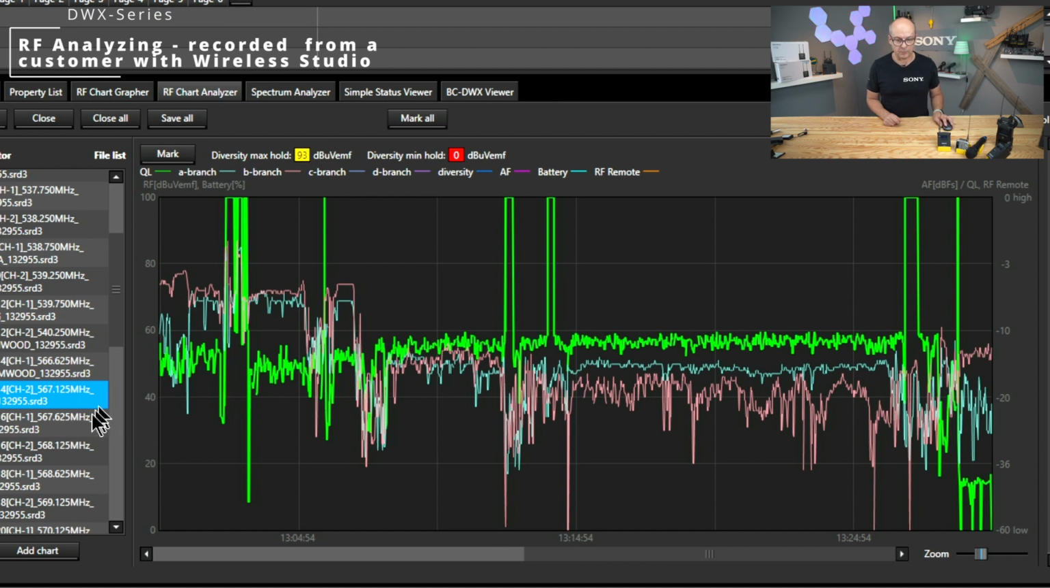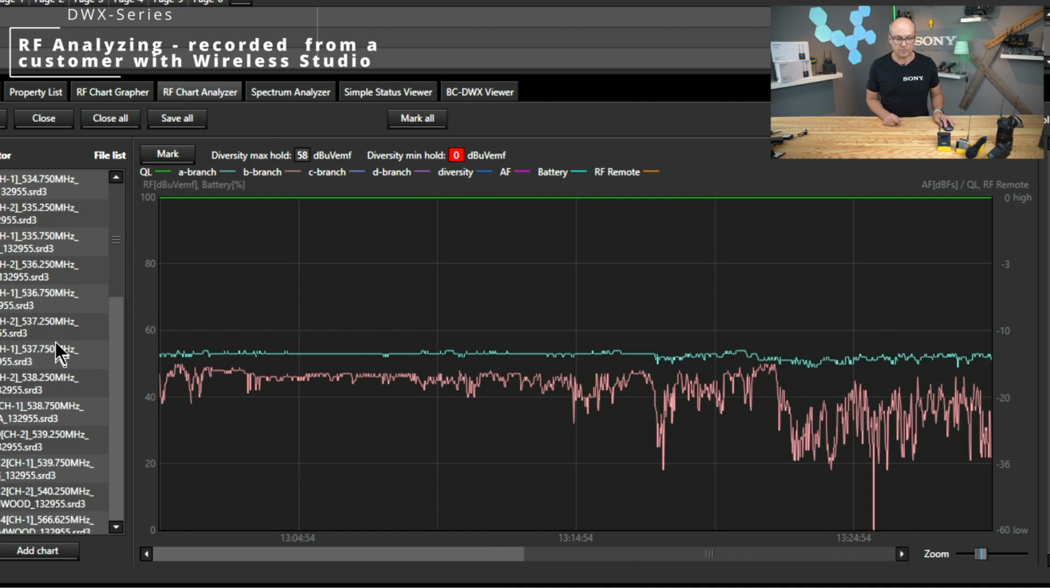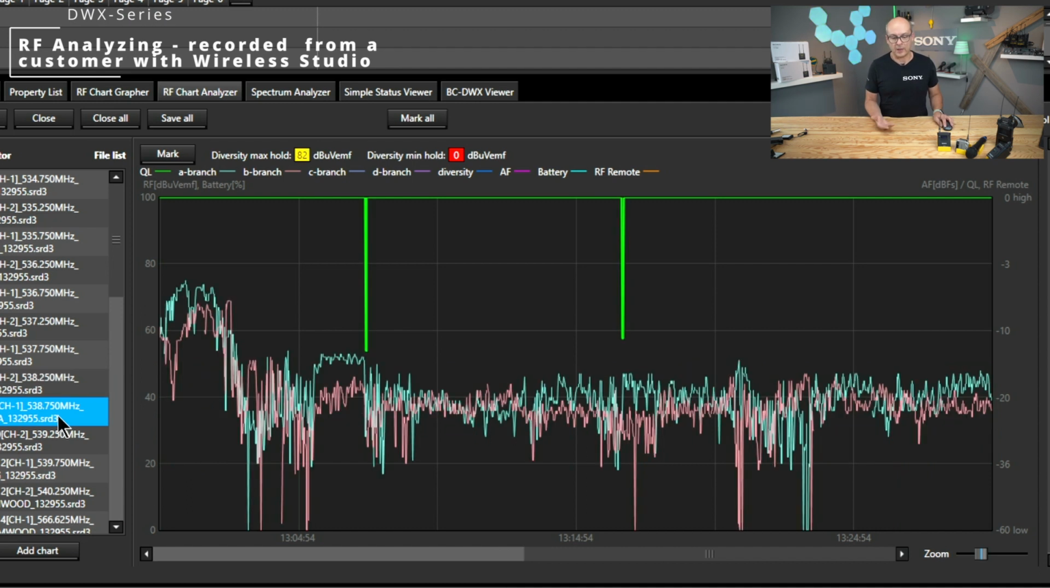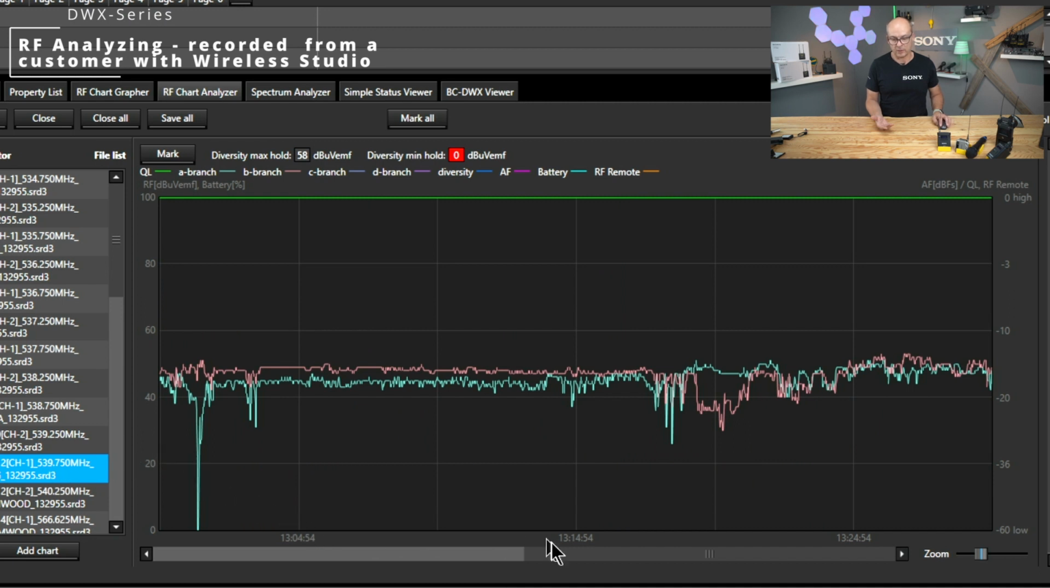Okay, so channel number 13. And then we can look into the other ones, and they are more all the same. Antenna level is very, very low, and one antenna is 10 dB lower than the other one. Mostly it's antenna B, but sometimes it's antenna A. Here's good, that's much better.